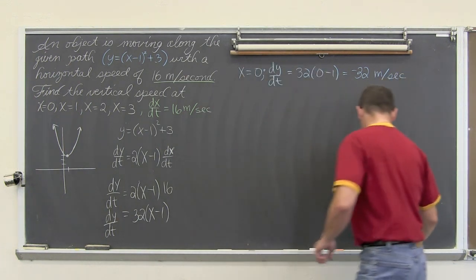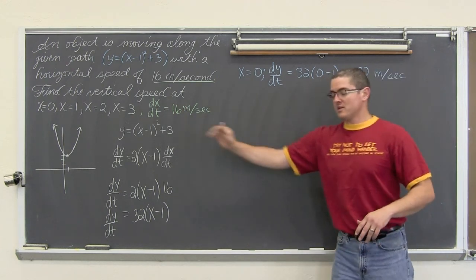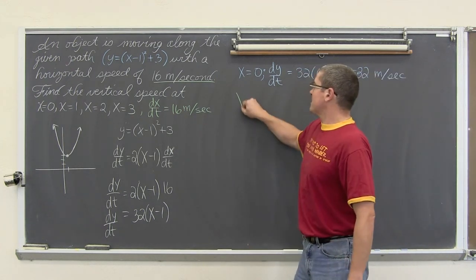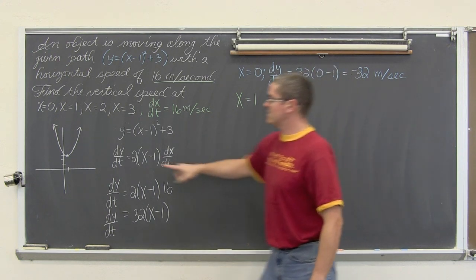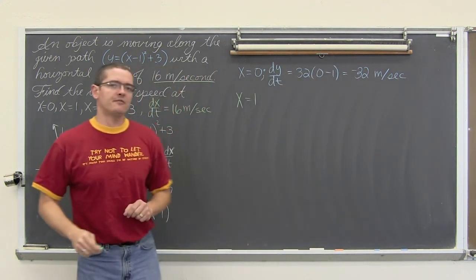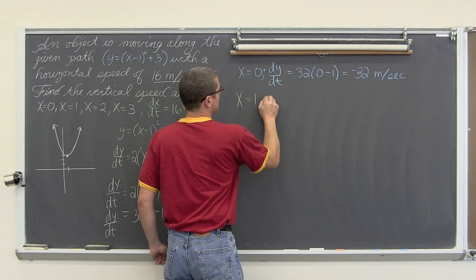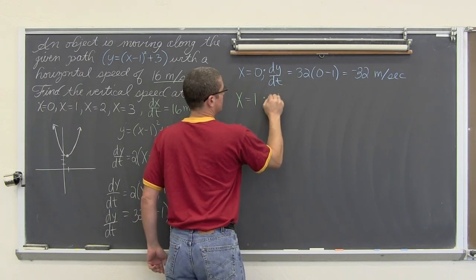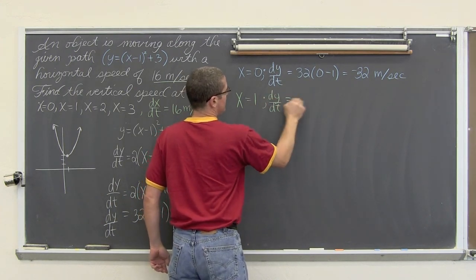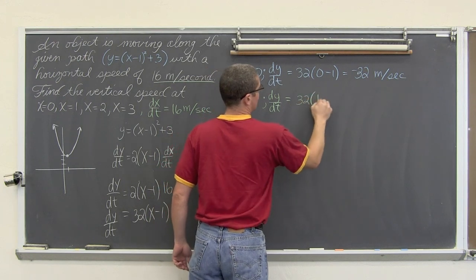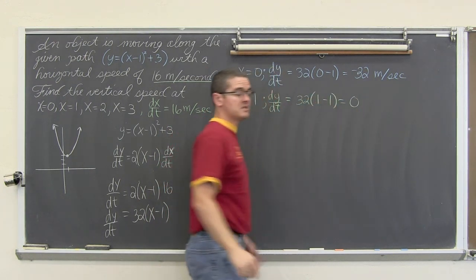Okay, and it should be negative because the graph is falling to the right. Let's let x equal 1. That's where the vertex is, so we should be getting a value of 0. So dy over dt is 32 times 1 minus 1, and indeed that does come out to be 0, which it should have.